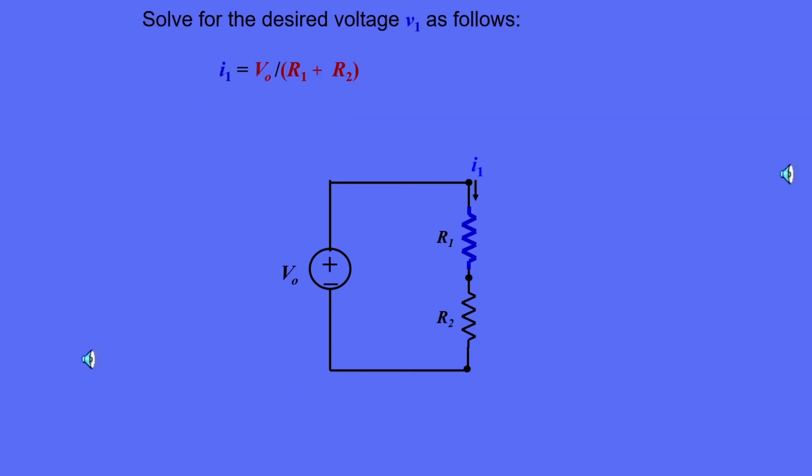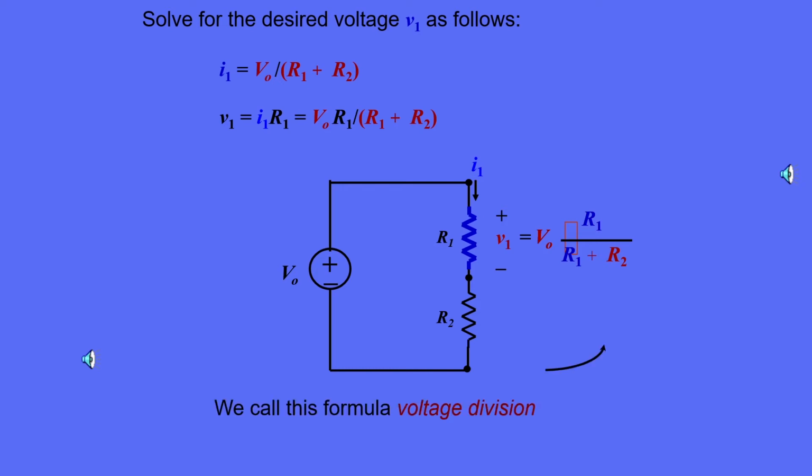We can now solve for the desired voltage V1 as follows. We know that I1 is equal to V0 over R1 plus R2. So we get V1 by multiplying I1 times R1. Remember, because of Ohm's law, if you know the voltage across a resistor, you know the current through it, and vice versa. The result is the formula in the red box. V1 is equal to the total voltage V0 times R1 over the sum of the resistors. We call this formula voltage division.